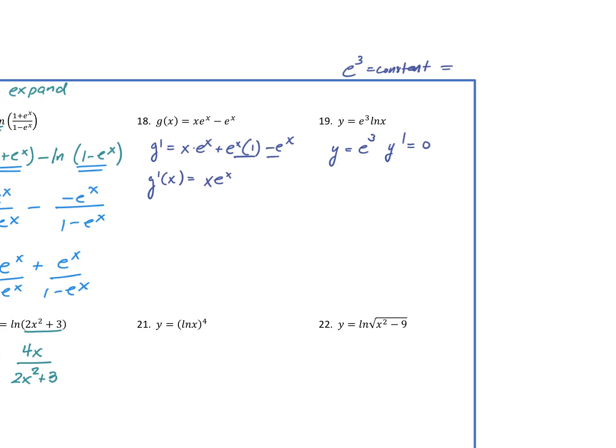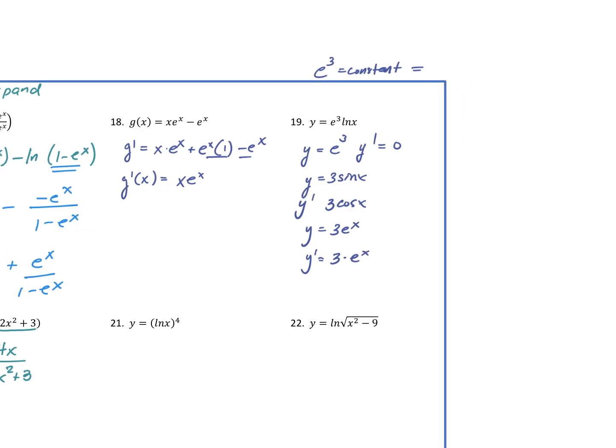Remember what I said, when you have a constant in the front, let's say it's 3 sine of x, write the constant and then find the derivative of the function. I talked about it too with e to the x. If you have 3e to the x, write the function, write the constant, and then derive the function. Same is true here. Write the function, write the constant, and then derive the function. We end up with e cubed over x for that one.